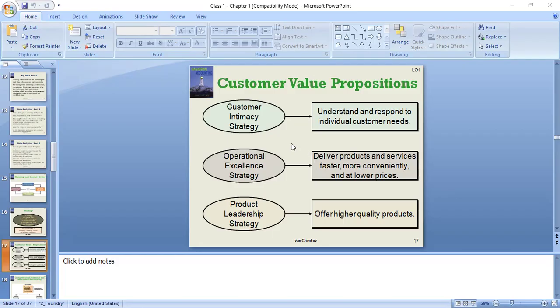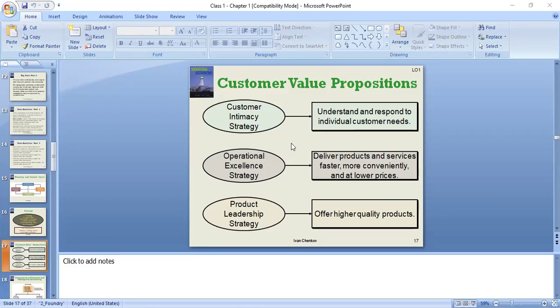So what is interesting with that strategy? You become super efficient on the cost side. You are faster, more convenient, better than the other one, and you're providing everything at a lower price.